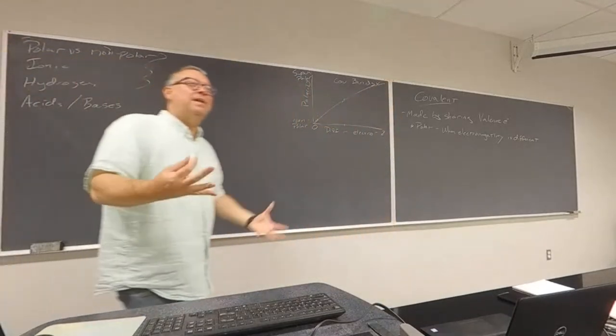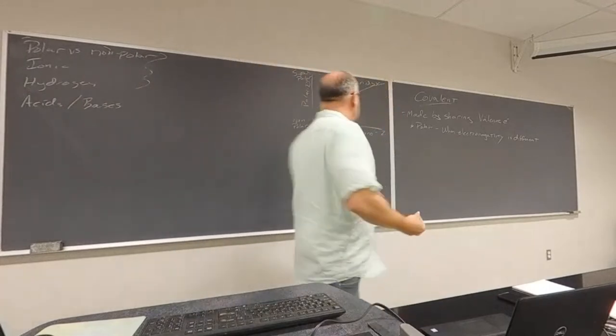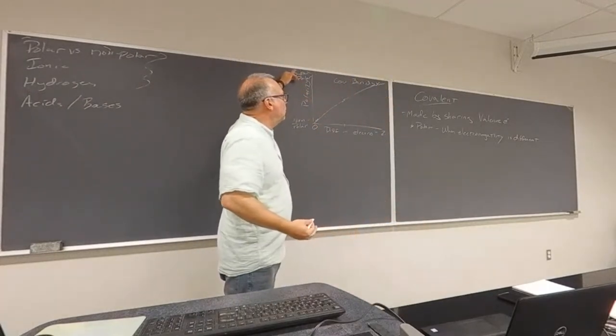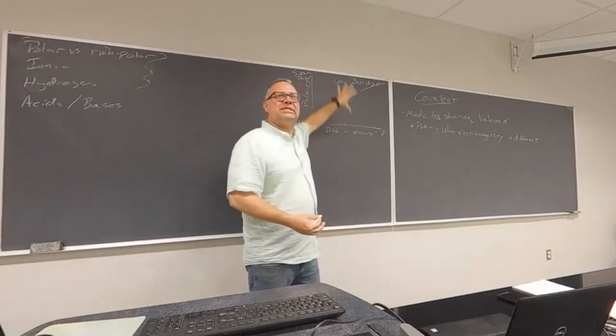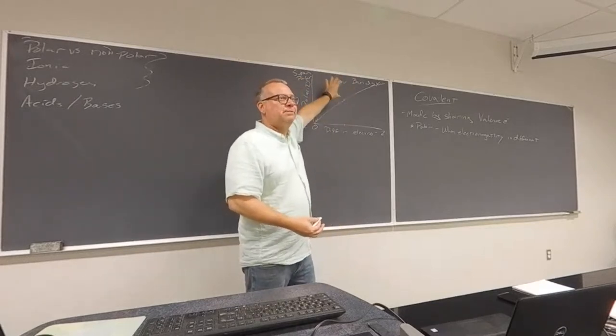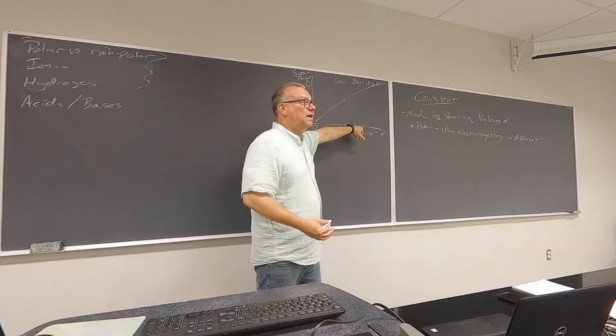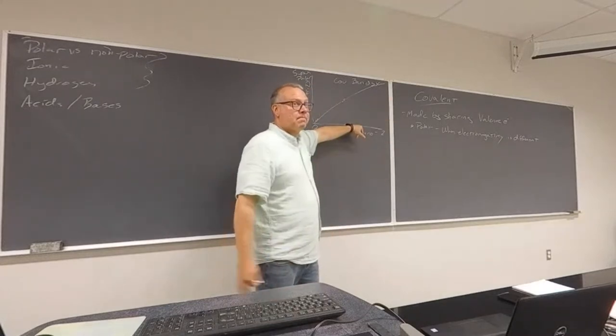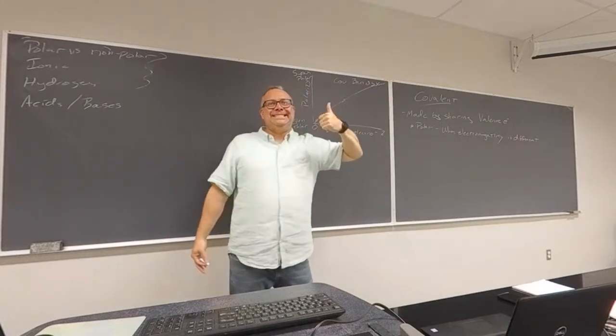So again, when we read the textbook and we talk about this, we say bonds are either nonpolar or they're polar. It's like that sort of exists. There's a spectrum here. And that spectrum is based on how different the electronegativity is in the bonding partners. Cool.